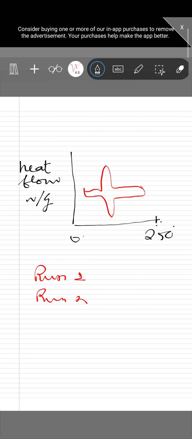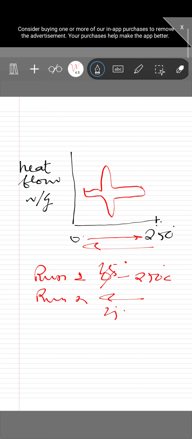Now this is from 0 to 250 degrees and then back. So run 1 is where we are heating that polymer from 0 to 250 degrees centigrade, and then run 2, when we are cooling it, we are taking it back again to 25 degrees centigrade, room temperature.